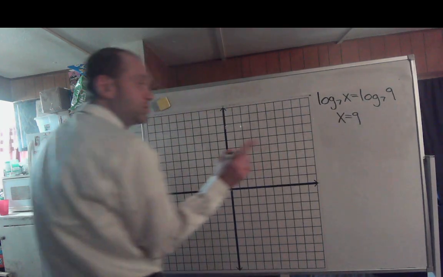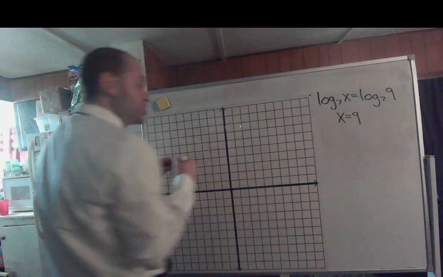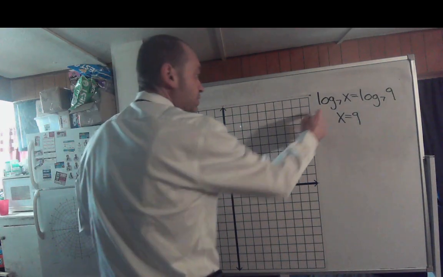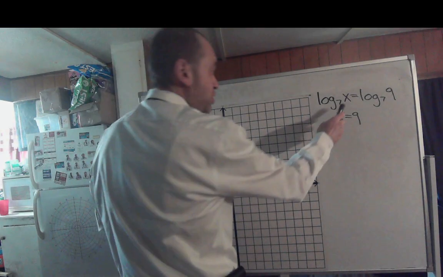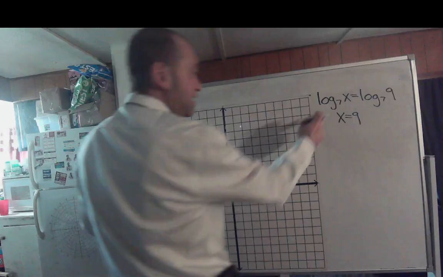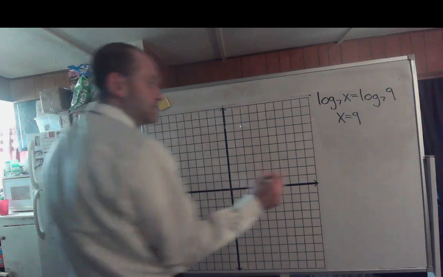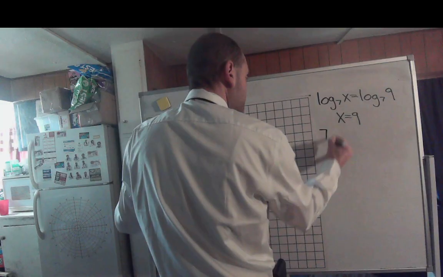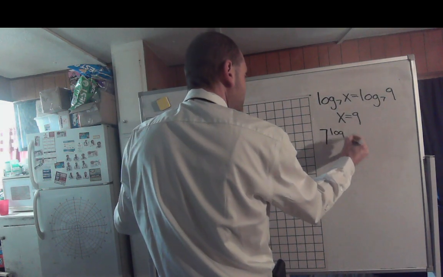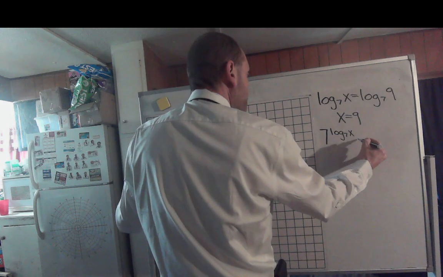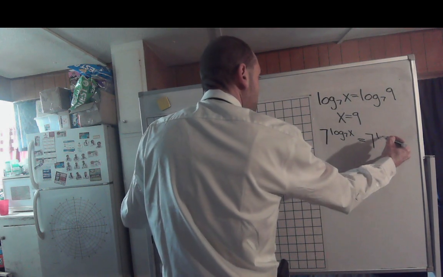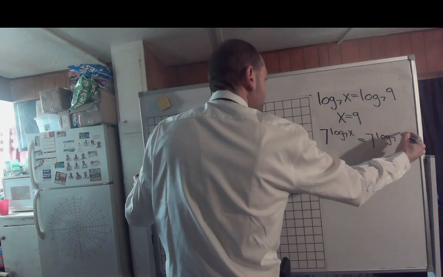How is that though? So what you can do to cancel out your logarithms is you would raise both sides to the, you would take 7 to the power of that log base 7. So this is the same as 7 to the log base 7 of x equals 7 to the log base 7 of 9.